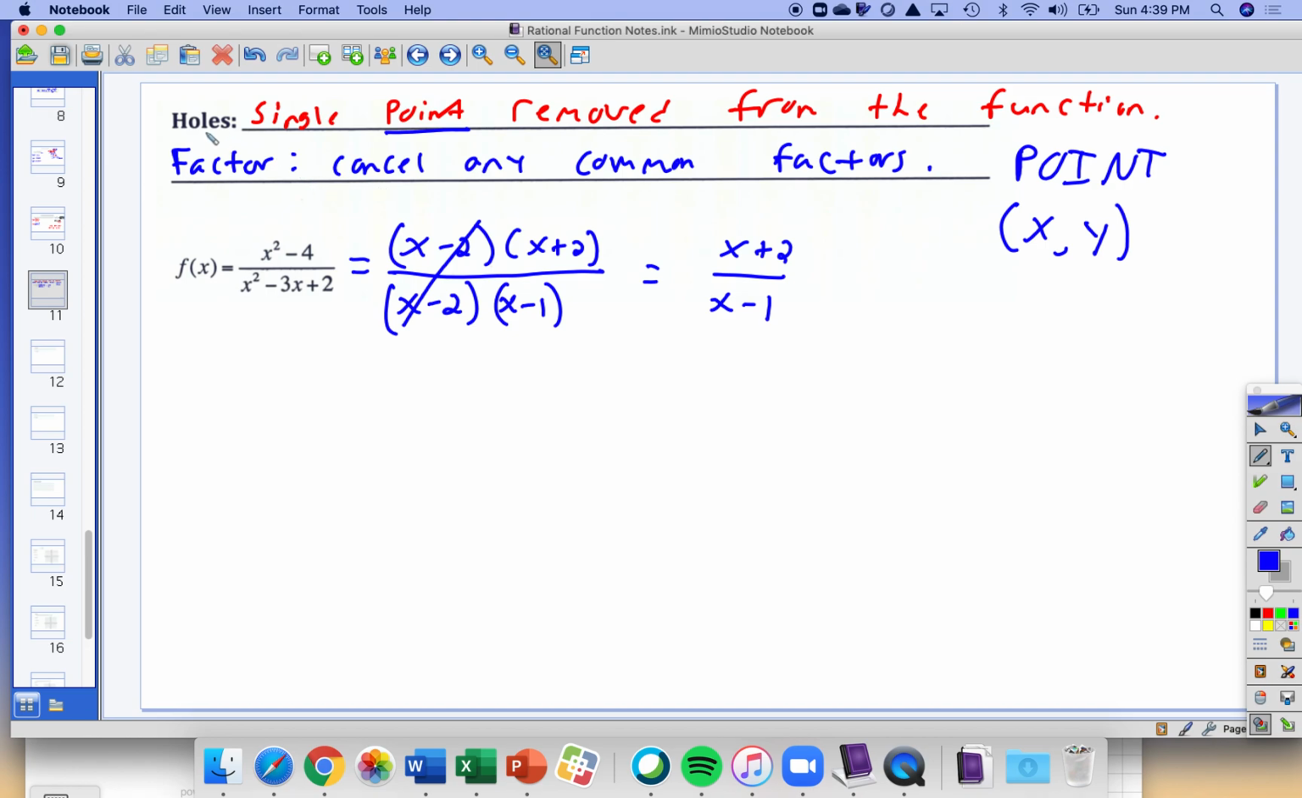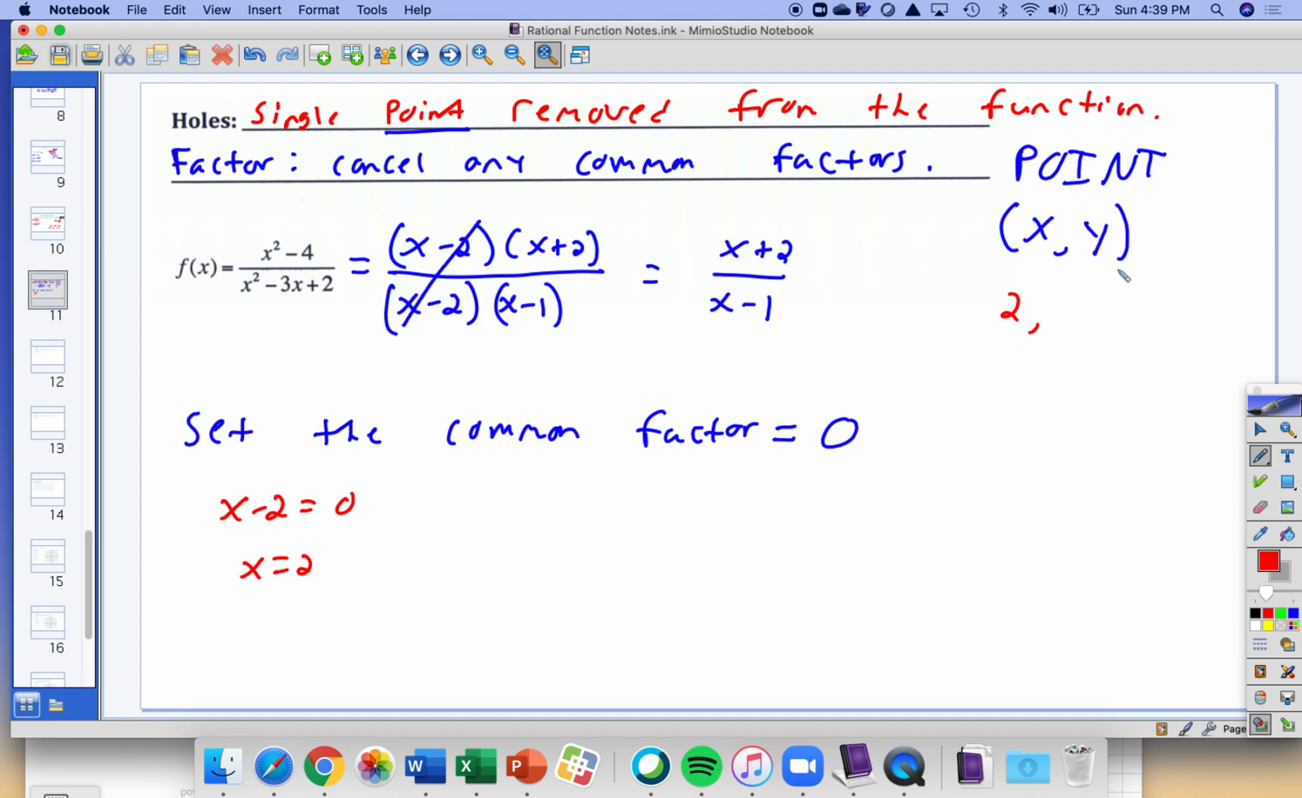To find the hole, we set the common factor equal to 0. So this is the common factor, x minus 2. When does x minus 2 equal 0? Well, at the value when x is 2. That means that my hole has an x value of 2. To find the y value of the point, we're going to take this 2 and substitute it into the simplified version.